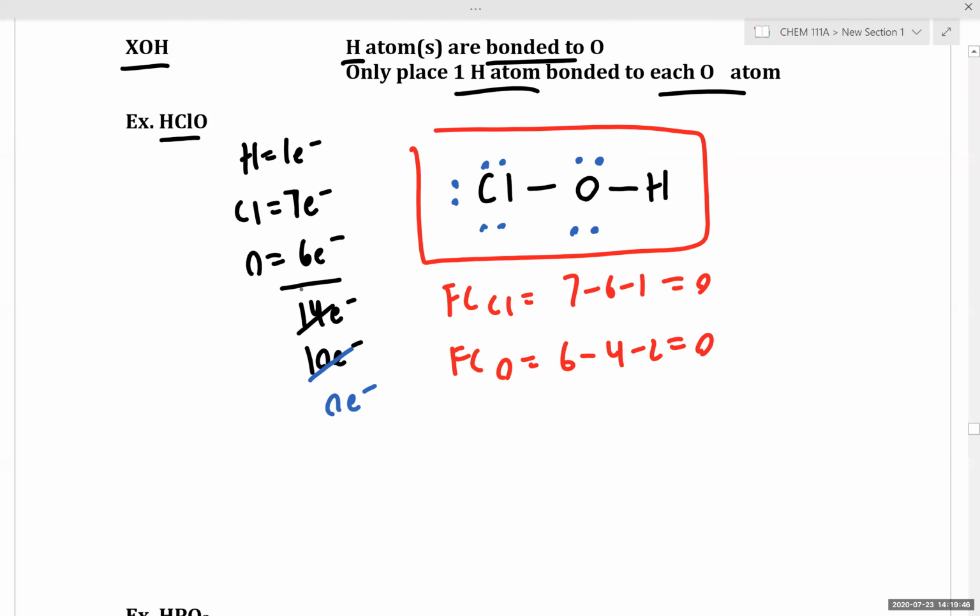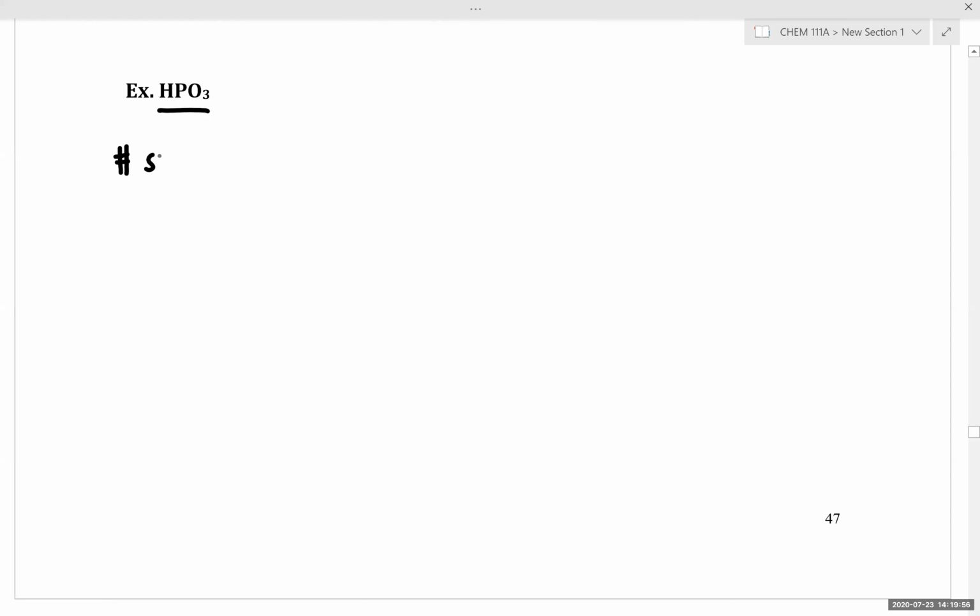If not, let's work on the following example. I'd like you to draw a Lewis structure for the following molecule, and message me in the chat the number of single bonds to phosphorus in your final Lewis structure.